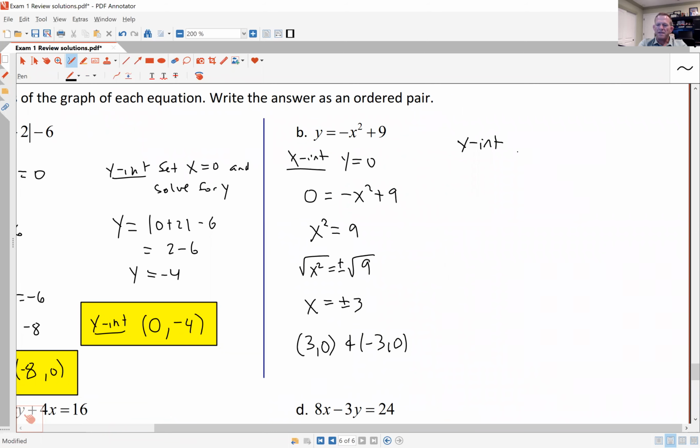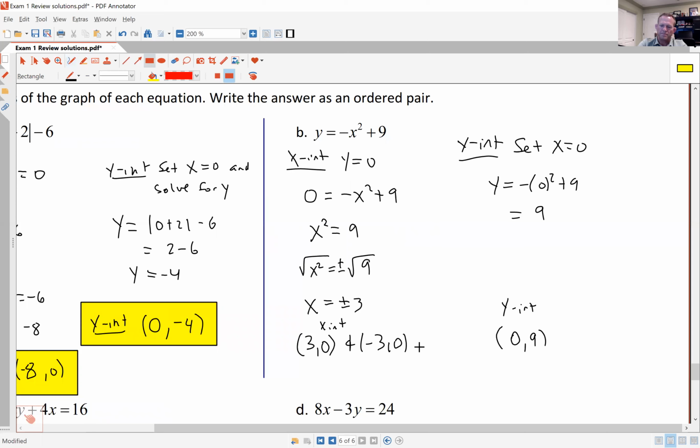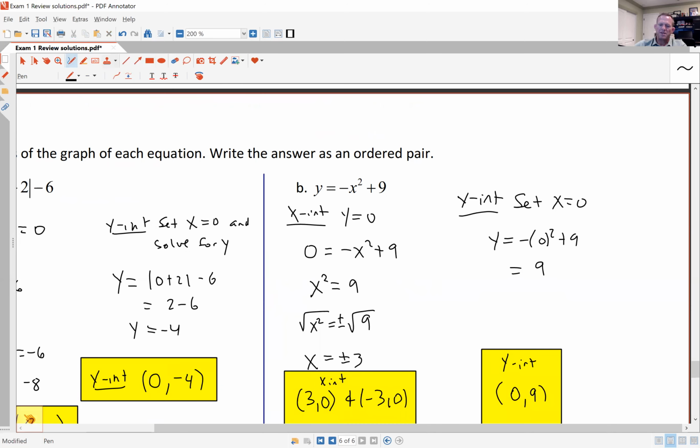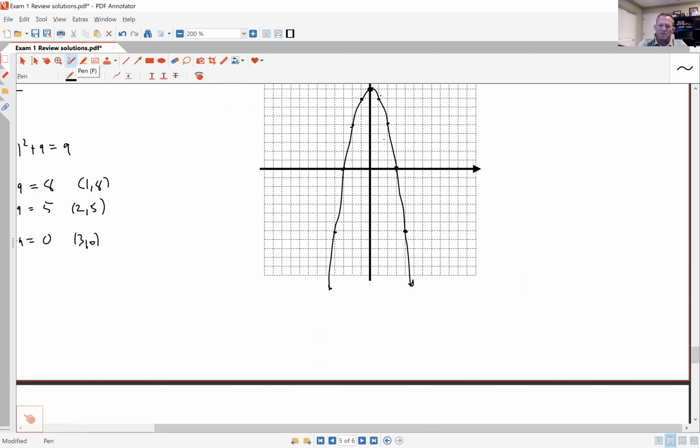The y-intercept, when we set x equal to 0, gives us the opposite of 0 squared plus 9, or just 9, and that gives us 0, 9. And again, if we look back up at our graph, we saw the 3, 0, negative 3, 0, and 0, 9.